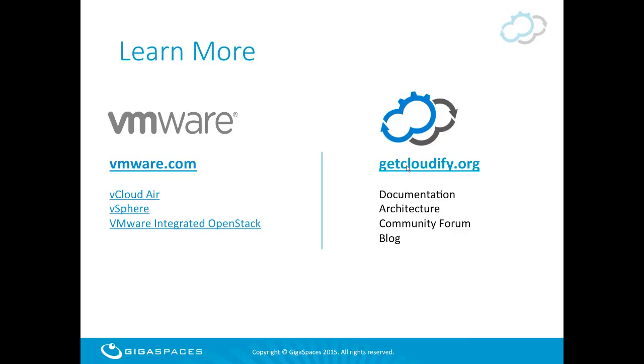Okay. Is it possible to seamlessly transfer and manage workloads from various public clouds to VMware vCloud Air and VMware Integrated OpenStack private cloud? Could you repeat that question again? Is it possible to seamlessly transfer and manage workloads from various public clouds to VMware vCloud Air and VMware Integrated OpenStack private cloud?